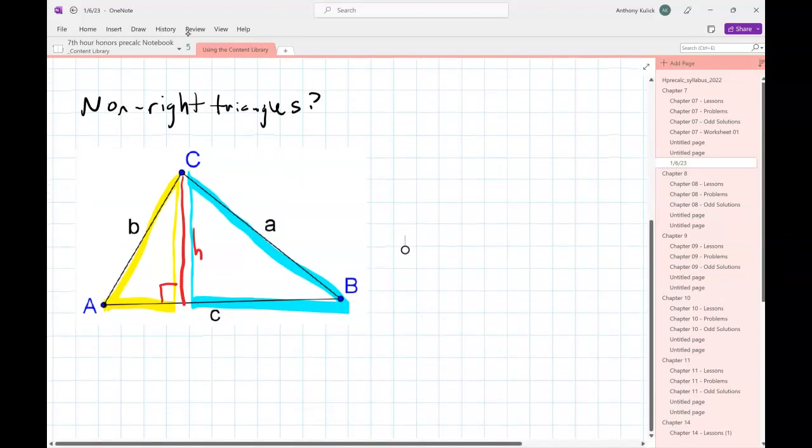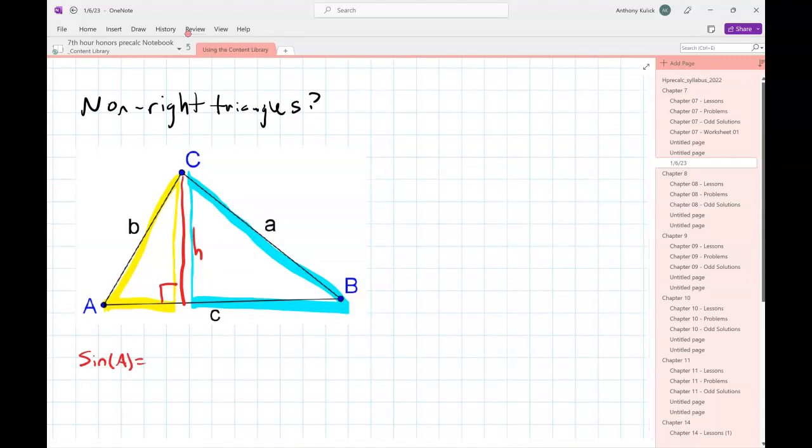So for example, if I look in the yellow triangle, I can say that sine A is equal to opposite over hypotenuse. If I look in the blue triangle, similarly, I can say that sine B is equal to opposite over hypotenuse.